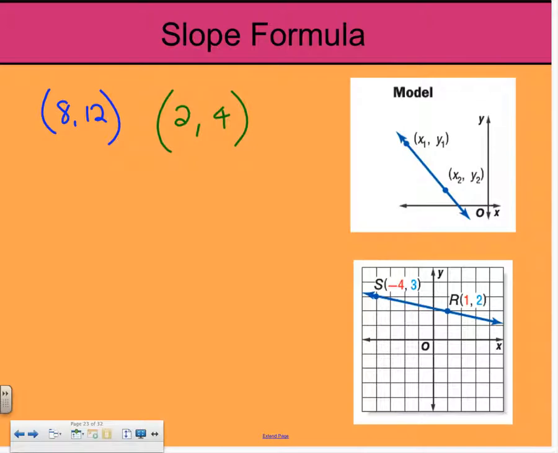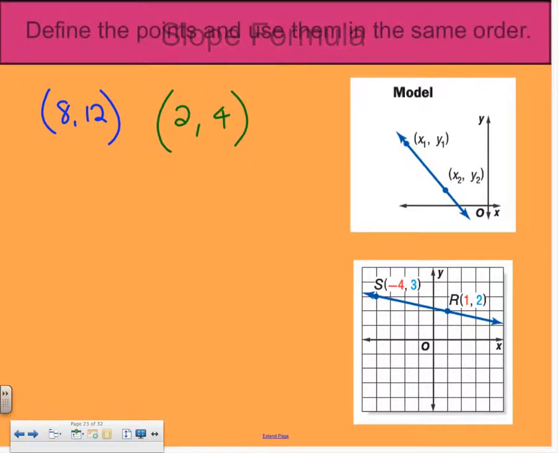What if they asked you to find the slope of a line that runs through these 2 points? We don't have it on a graph, so we can't physically do rise over run and count. How do we solve this? Well, there's this interesting formula called the slope formula. It tells us to define the points and then use those points in that same order. So we've got to use 2 points. Let's call this point 1. Is everybody okay with that? And we'll call this point 2. Easy enough?